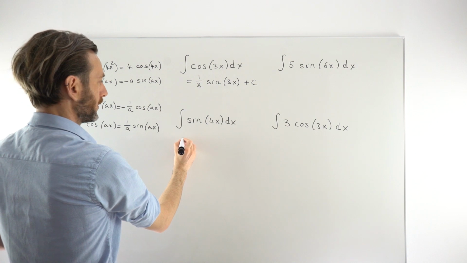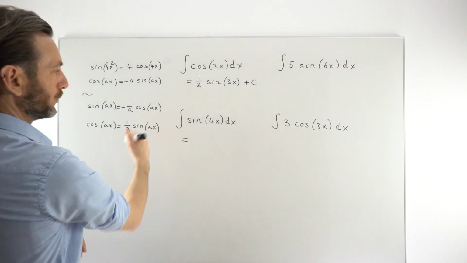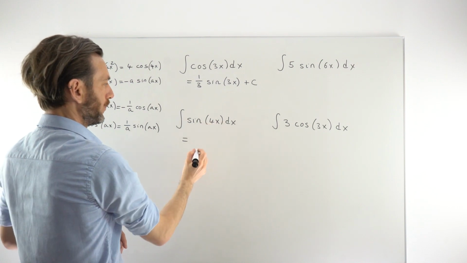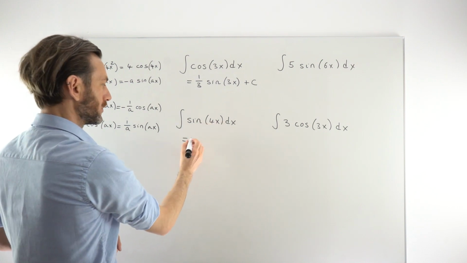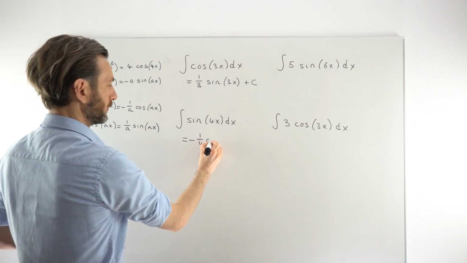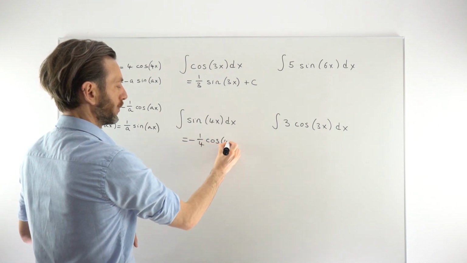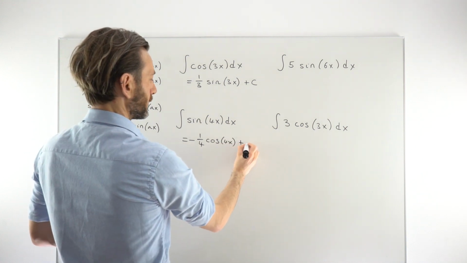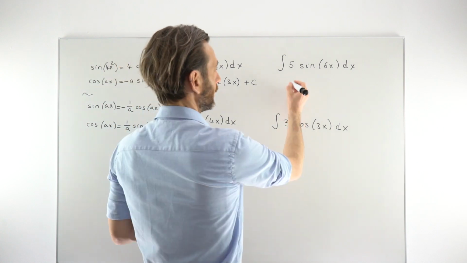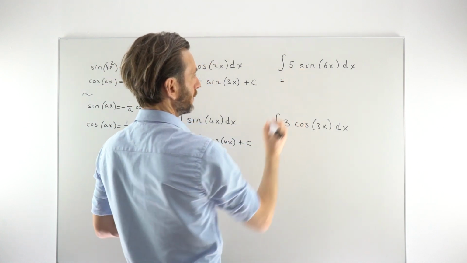This one is also a fairly similar format. Sine integrates to negative cos. The 4x has a derivative of 4, so it's going to be minus 1 over 4, 1 over the derivative, cos 4x plus the constant of integration. Again, pretty straightforward.